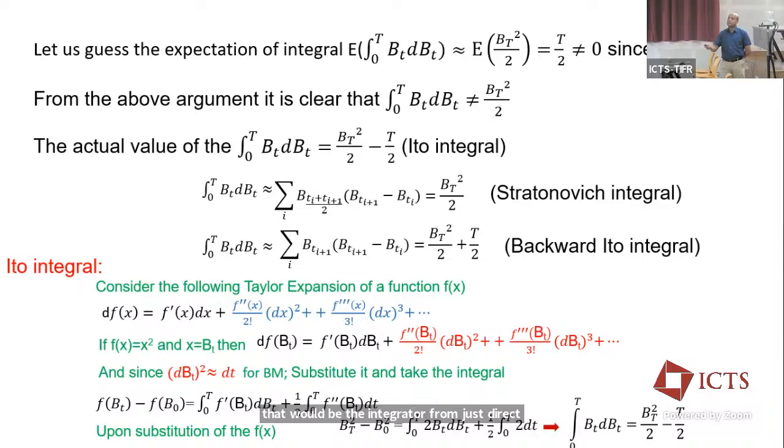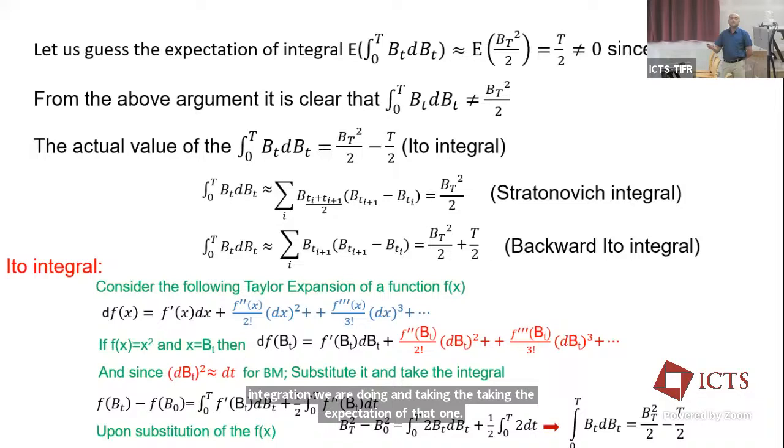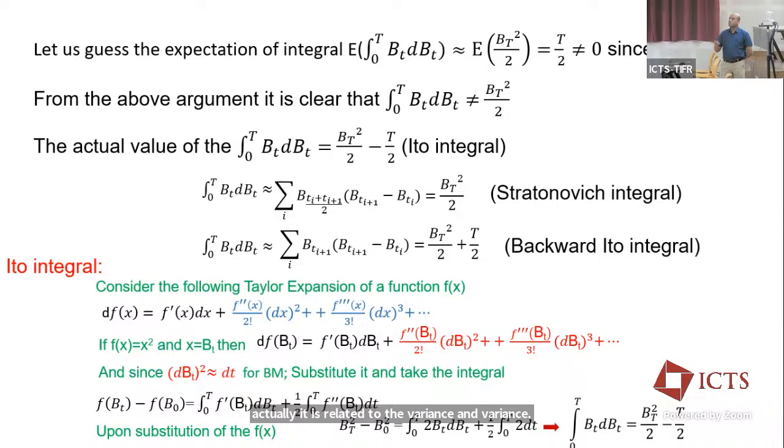So this is the B_t squared, which means it is related to the variance, and the variance is basically t, and ultimately it will give you t by 2. So it means the expectation, the usual way of writing this integral, is not the correct one.